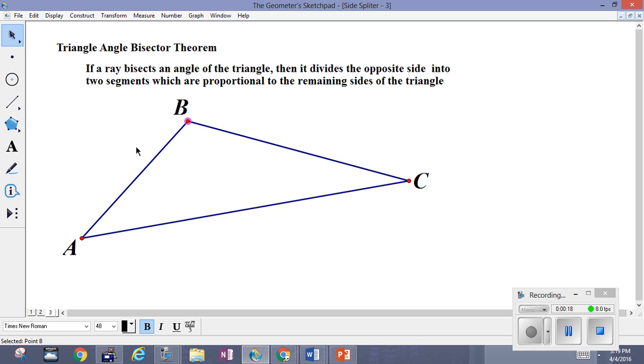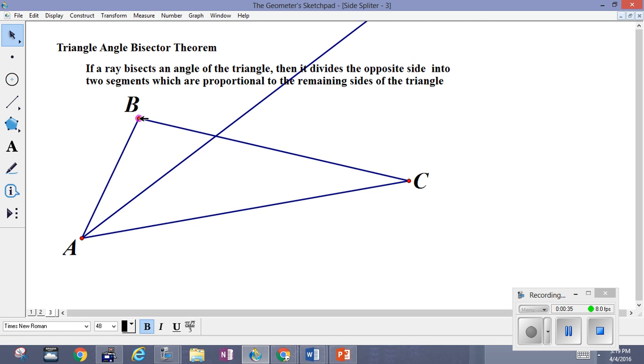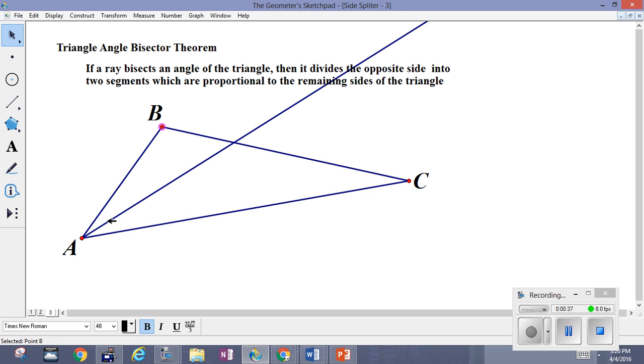If you'll remember how to bisect angles, we'll select the points labeling the angle in the correct order, and then I'll construct the angle bisector. So what you'll see now is that no matter how I manipulate this, this angle down here at A has been bisected. Now, as you can see, the ray bisecting an angle of a triangle divides the opposite side. So the ray out of A is dividing segment BC.